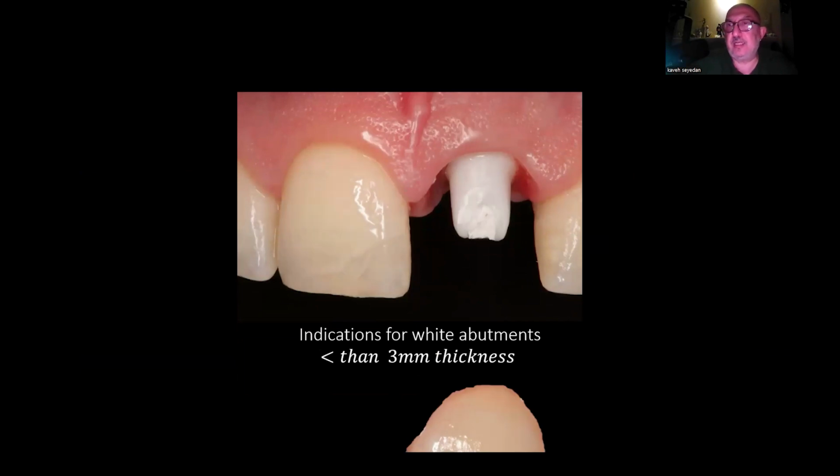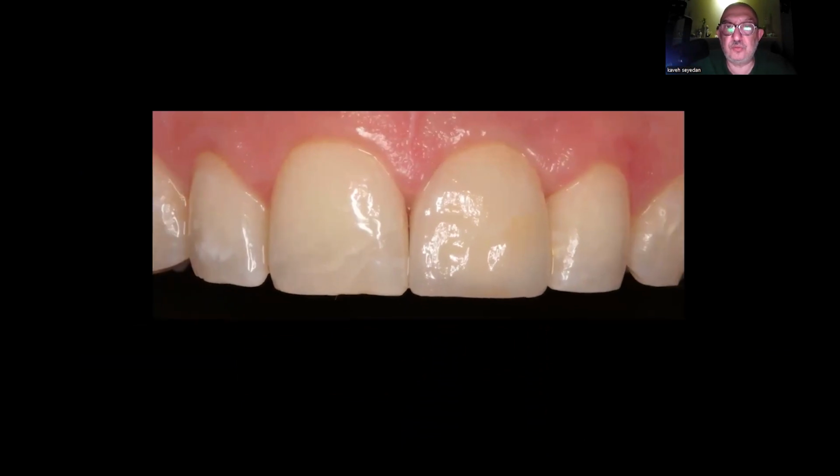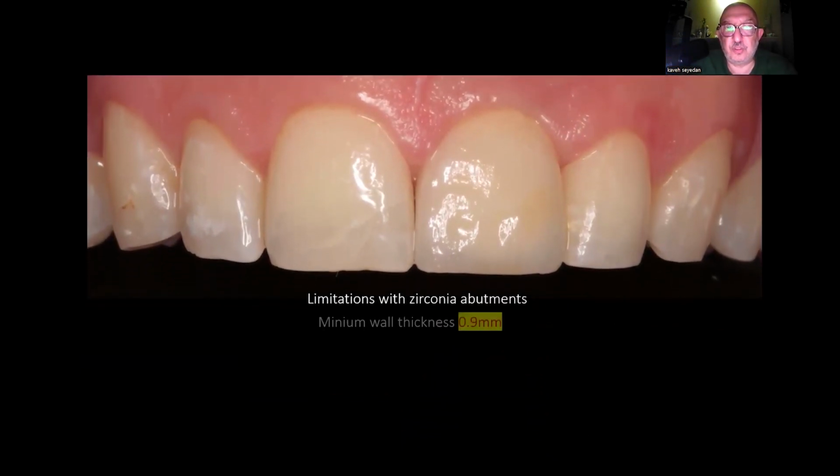And of course, another solution to the challenge of grayish discoloration in the anterior maxilla is using white abutments, zirconia abutments. Zirconia abutments are very useful if the thickness of the soft tissue is less than 3 millimeter, and you will not face the challenge of grayish metal show off in the maxillary area. This is the final result with the zirconia crown on top of a zirconia abutment.